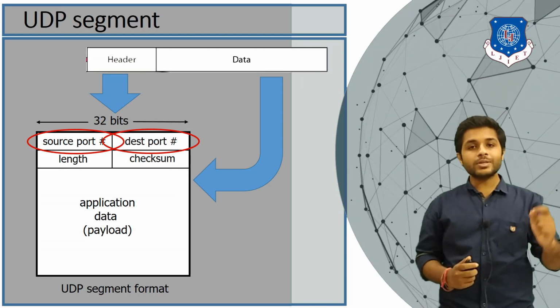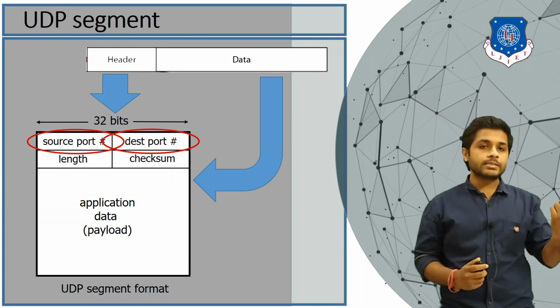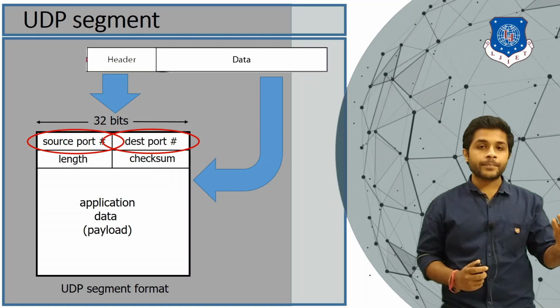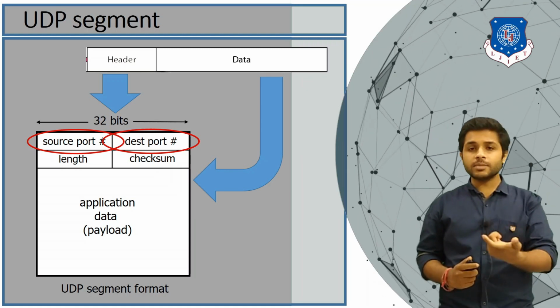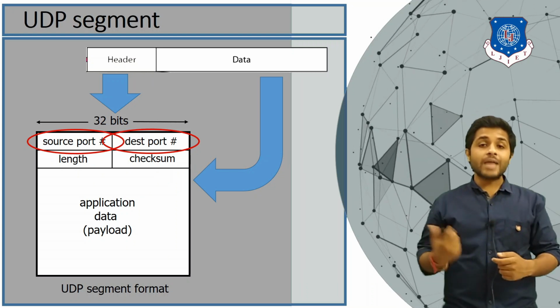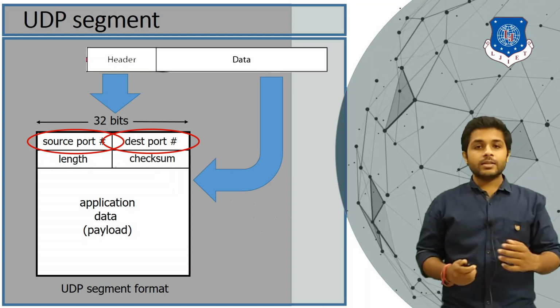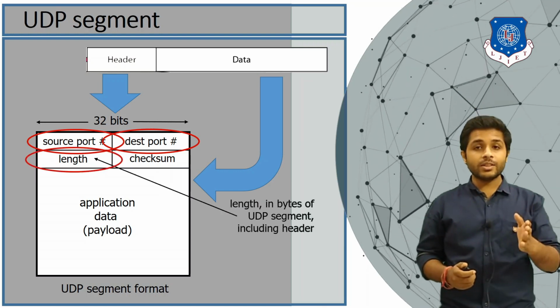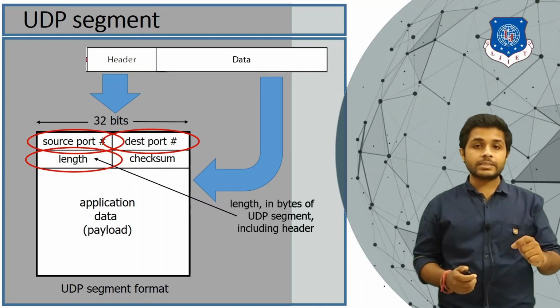The source port is the port address of the application which is running at the sender side, or source side. The destination port is again a 16-bit address, and it is the port address of the application which is running at the destination side. Then there is the length. It is the length of the whole UDP segment, and it is in bytes.